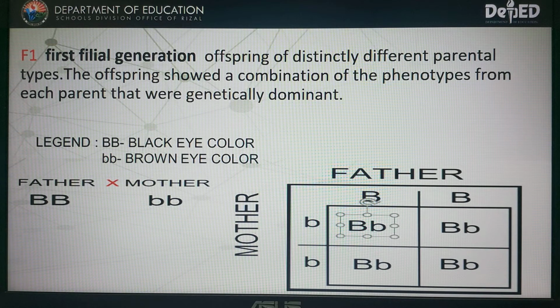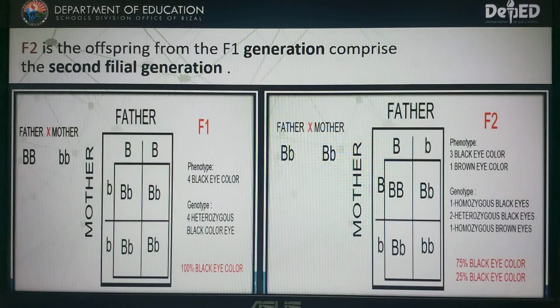Bakit? Kasi nga, dun sa pinag-usapan natin, dominant and recessive traits, mako-cover up ng dominant traits yung recessive traits na namana mo sa nanay mo. Next, let's proceed to the next part. F2. It is also known as second filial generation. It is an offspring from first filial generation.